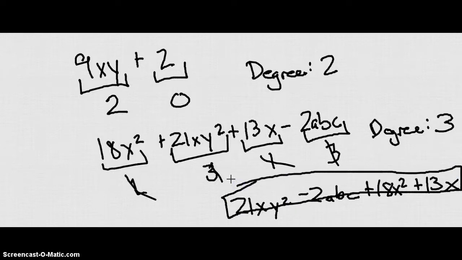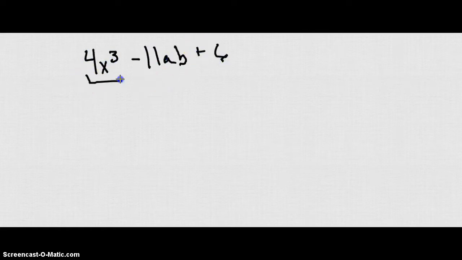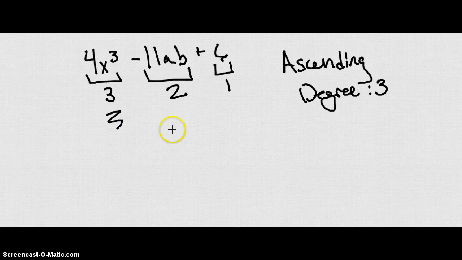So let's look at one more example. This polynomial 4x cubed minus 11ab plus 6. Again, this term is going to have a degree of 3. This term has a degree of 2. This term has a degree of 1. It's already written in descending order because the degree of that polynomial is, in fact, 3, the highest number. So that's going to conclude our lesson on polynomials.